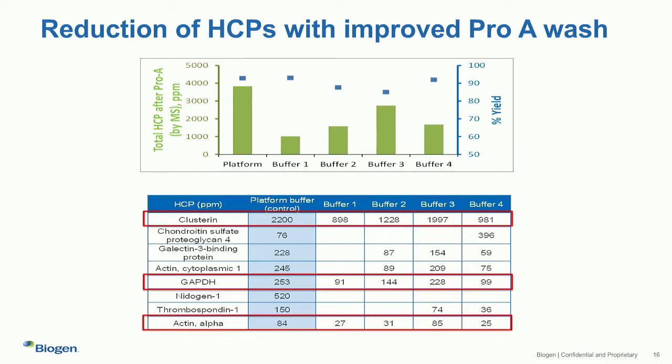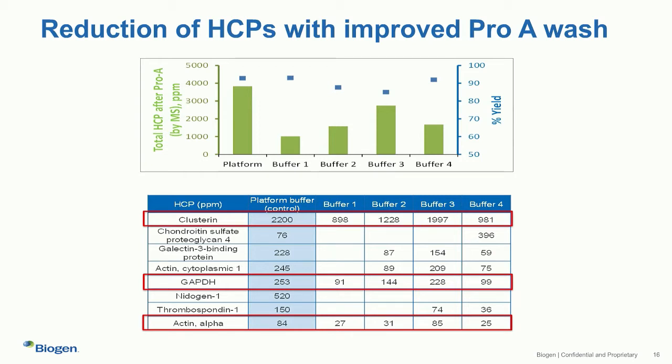In the figure on the top, we show one of our studies to try to improve the Pro A wash step by testing 4 different buffers other than the platform process. For buffer 1 through buffer 4, we found that all performed better than the platform buffer. Also for buffer 1 and buffer 4, if we look at the secondary y-axis, which is about the yield of the mAb itself, we found that this improved clearance of host cell protein will not affect the yield of the mAb. So that would definitely work much better than our platform process.